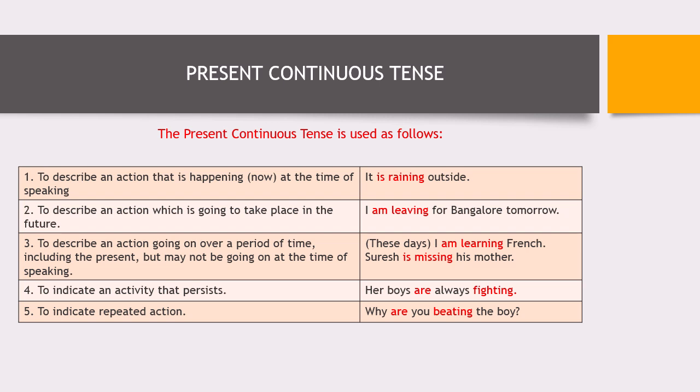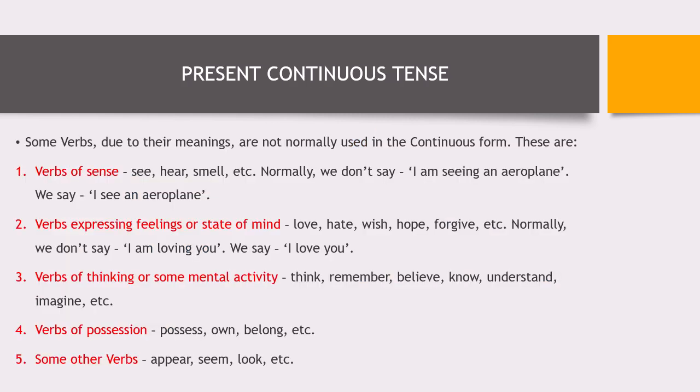Present continuous tense. The table shows where and when to use the present continuous tense. Present continuous tense. Some verbs, due to their meanings, are not normally used in the continuous form. These are 1. Verbs of sense. See, hear, smell, etc. Normally, we don't say, I am seeing an aeroplane. We say, I see an aeroplane.